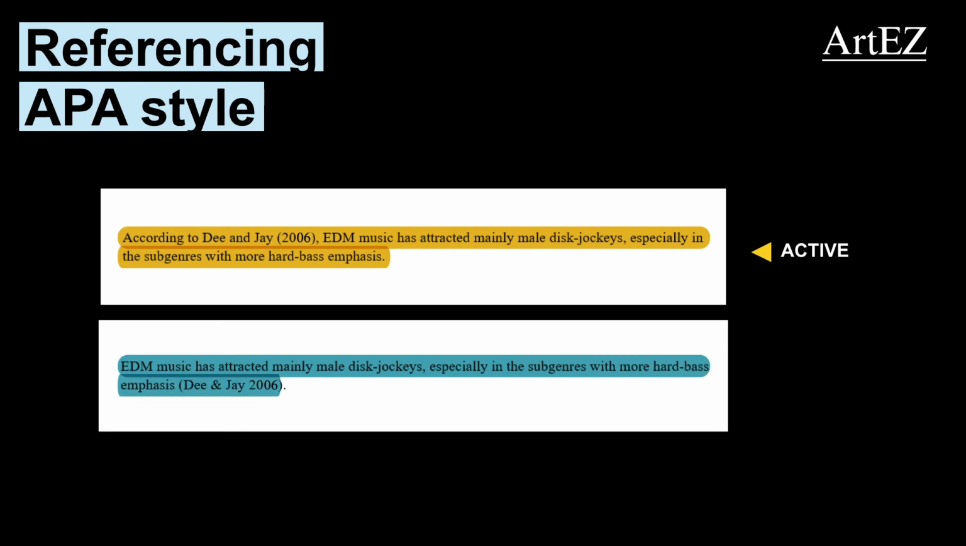EDM music has attracted mainly male disc jockeys, especially in its subgenres with more hard bass emphasis. (D&J, 2006). This example is passive because the author's name and date of publication are mentioned at the end of the sentence inside of brackets. It is normally considered good form to use 75% active and 25% passive referencing for readability and style purposes.